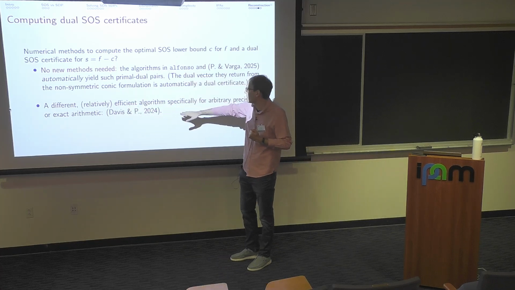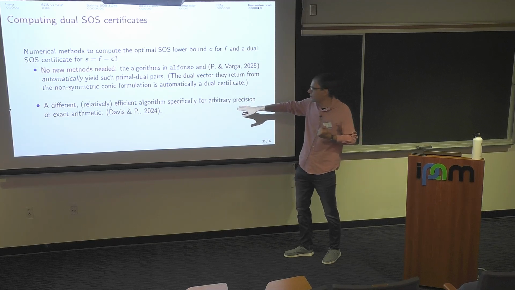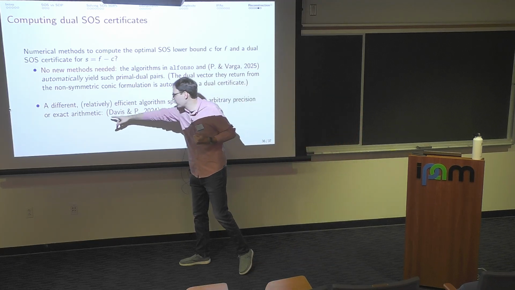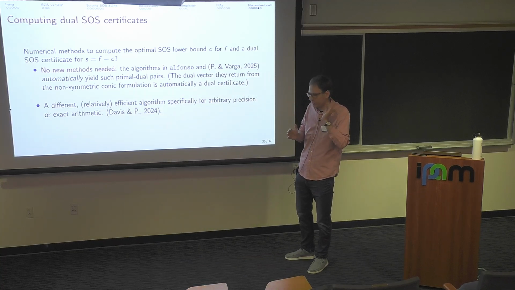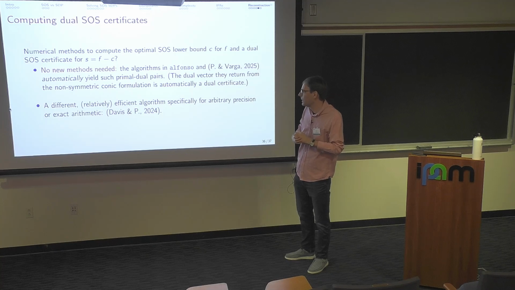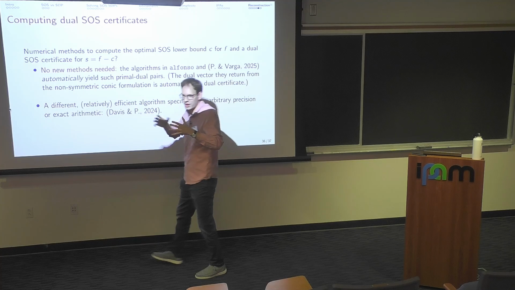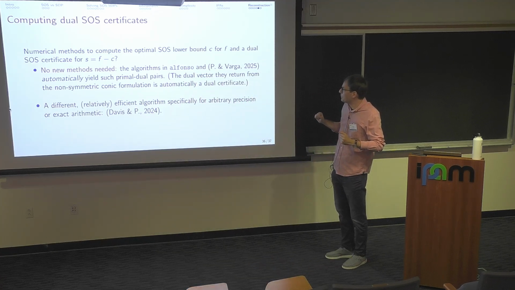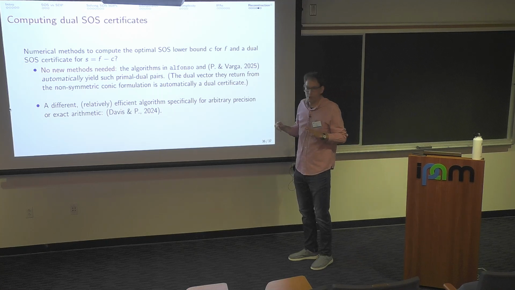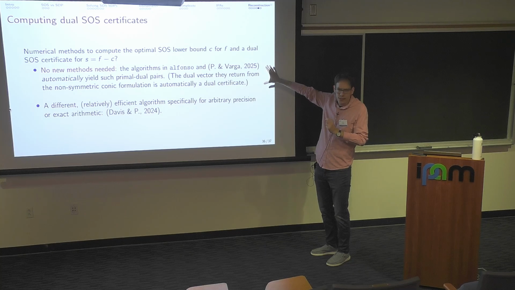I would only recommend this if you really want to work in either arbitrary precision or even exact arithmetic. So this was specifically a method for SOS optimization for those who really want explicit, exact SOS certificates. This one was designed specifically with this in mind, like how do we avoid an exponential blow up of the sizes of the certificates and so on. But if you're just going to work with numerics, then these algorithms all work.